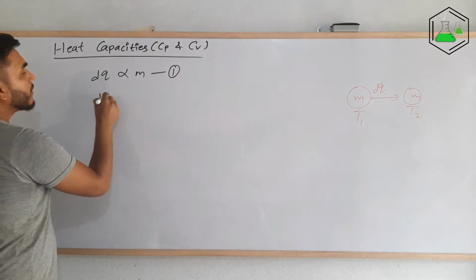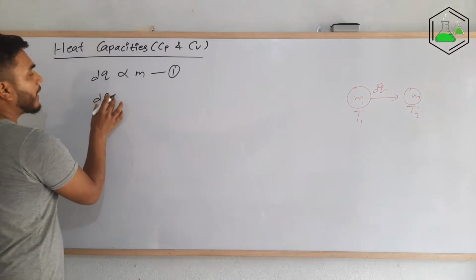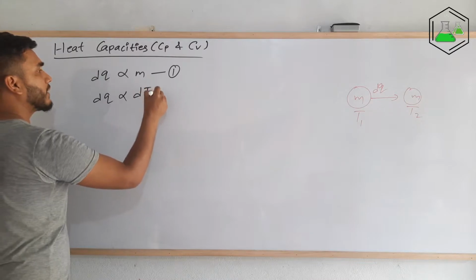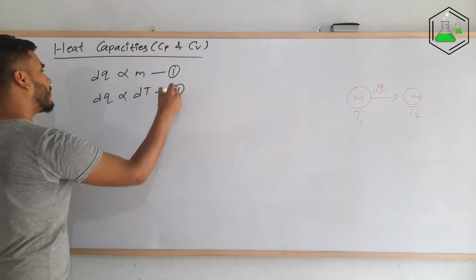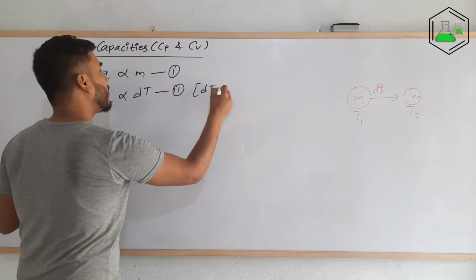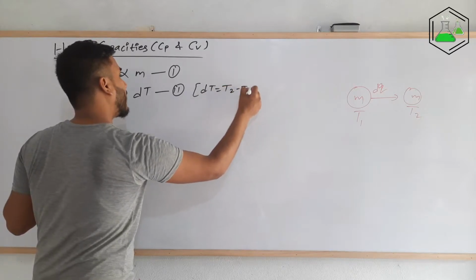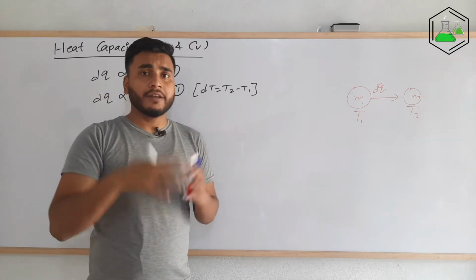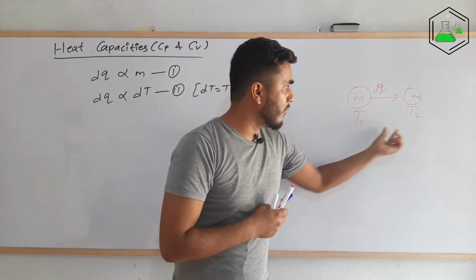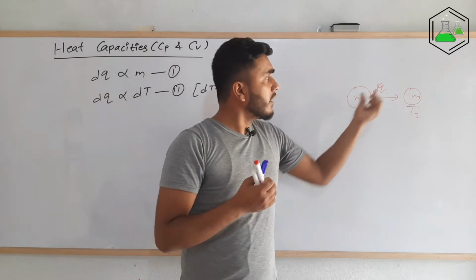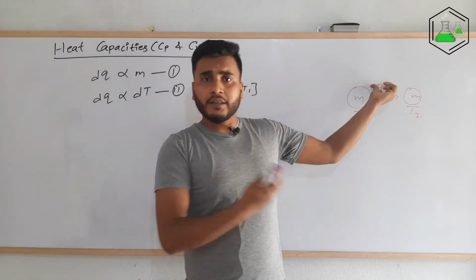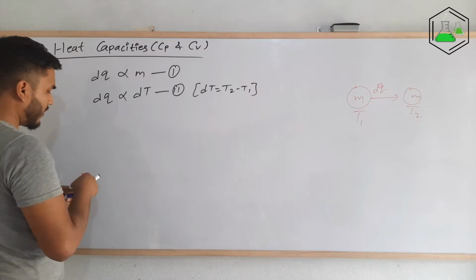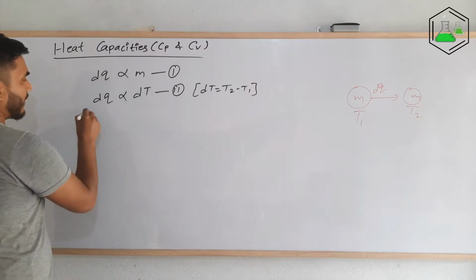Similarly, the gain in heat energy is directly proportional to change in temperature, that is dT. That is equation number 2, where dT means, yes, you are correct, T2 minus T1. So, if the change in temperature is greater, that means the gap in T1 and T2 is greater, then the amount of heat energy gained will also be greater. Now, we can combine these two equations. What will happen if we combine it?